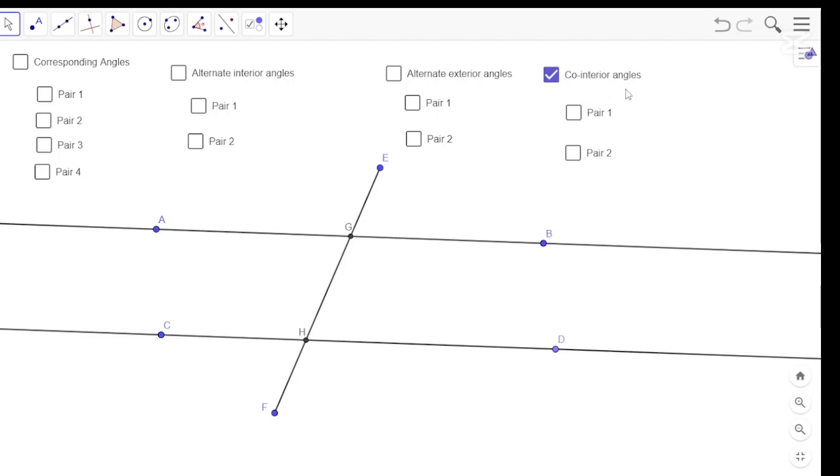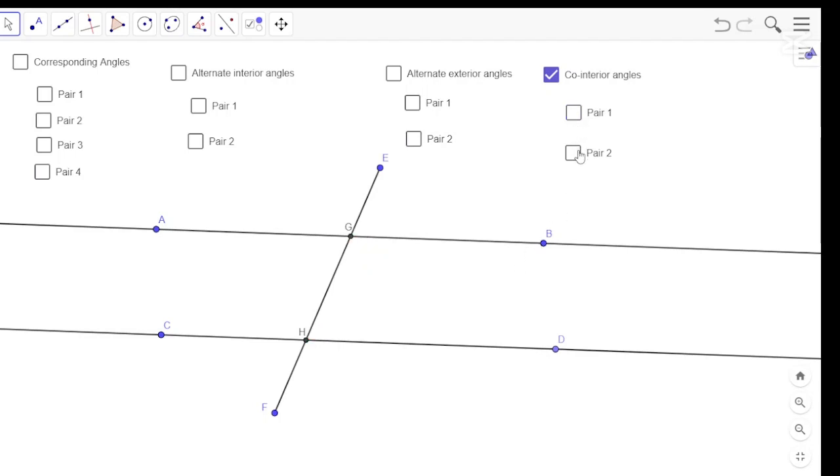Let's look at the co-interior angles. These are pairs of interior angles on the same sides of the transversal. They sum up to 180 degrees, or their sum is supplementary. Let's look at the first pair. We see that angle BGH plus angle DHG is given as 180 degrees. So 111 degrees plus 69 degrees is 180 degrees.